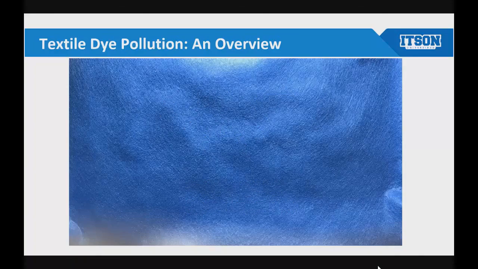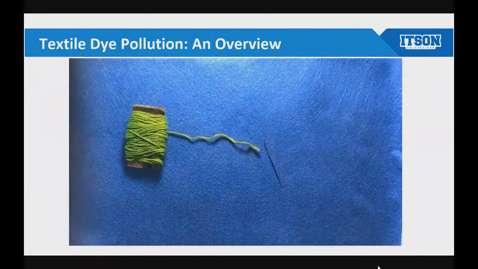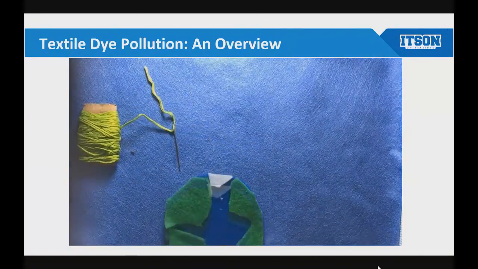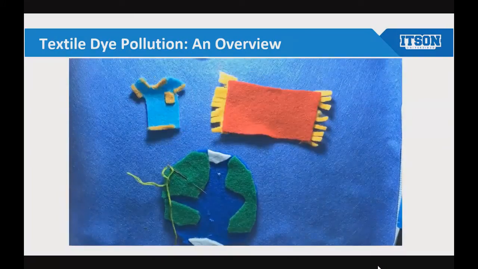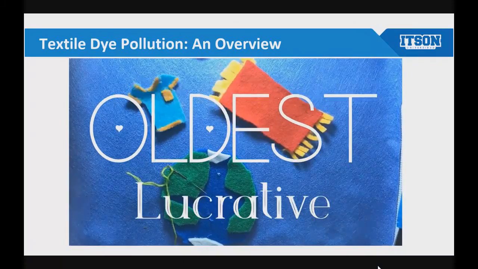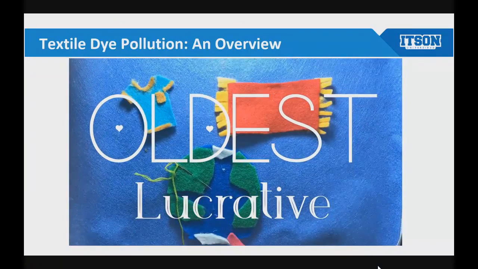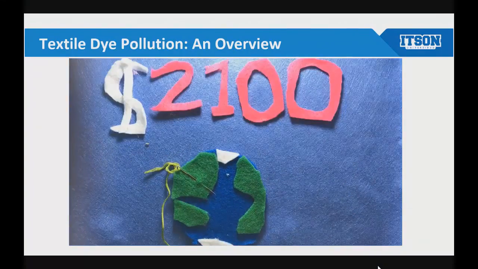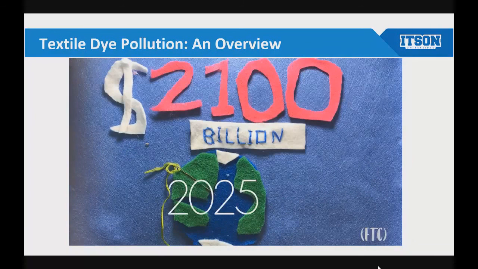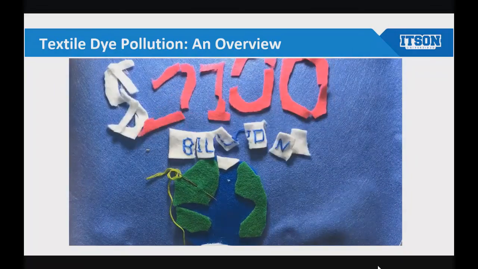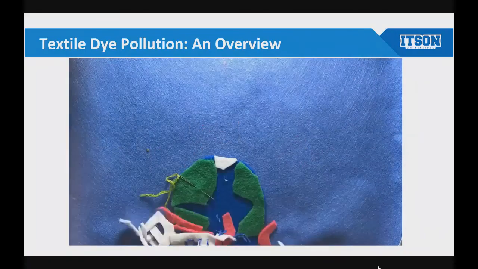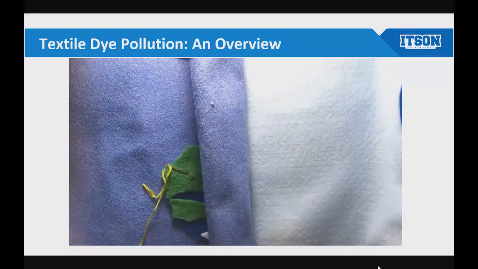The textile industry has woven itself into our everyday lives, most notably in our apparel and home furnishings. It stands as one of the oldest and most lucrative industries, predicted to be worth $2,100 billion by 2025. But as successful as the textile industry may be, it is also one of the most environmentally taxing.